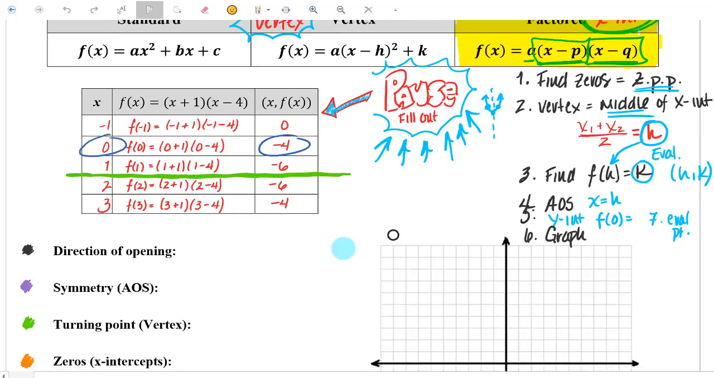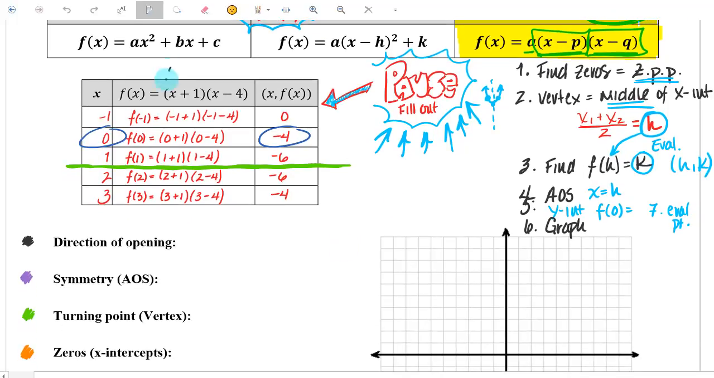So first things first, we're going to check the direction of opening. Remember that the direction of opening comes from your a value. If it's positive, then you're going to open upward, and if it's a negative a, you're going to open downward. Okay, so looking at this, the a value doesn't seem to exist, which means that it's positive 1 there, so we're going to open upward. We can even draw a little image. We know it's going to look like that so far.